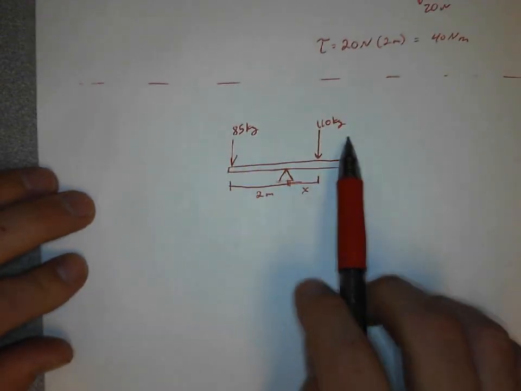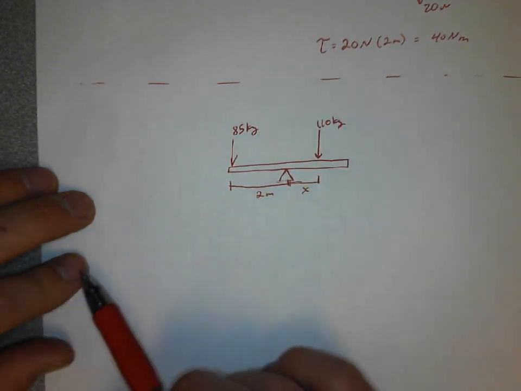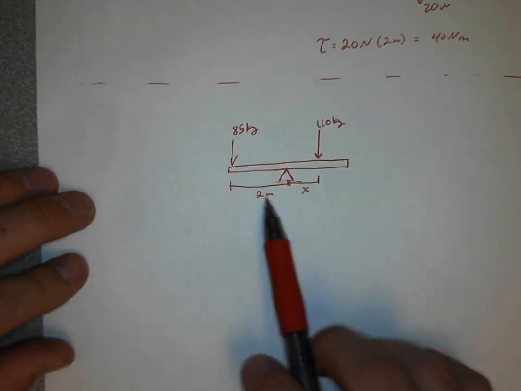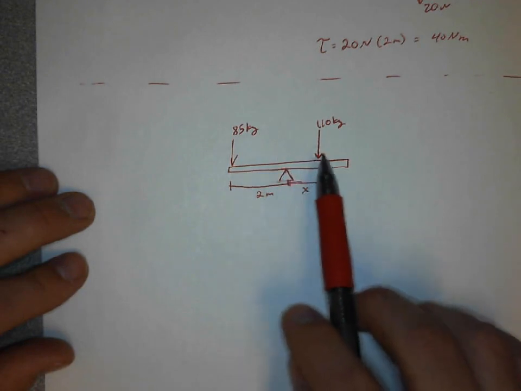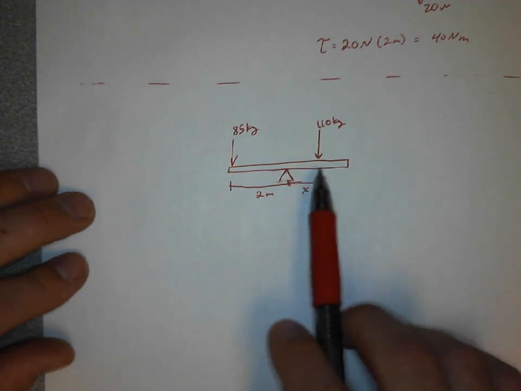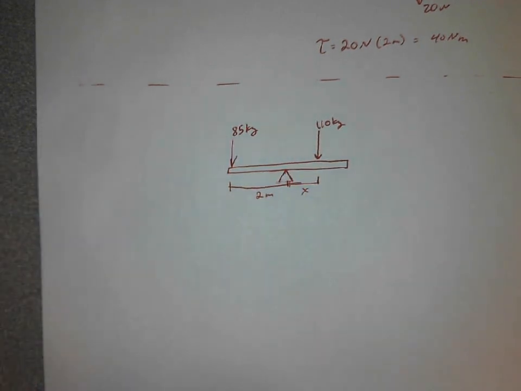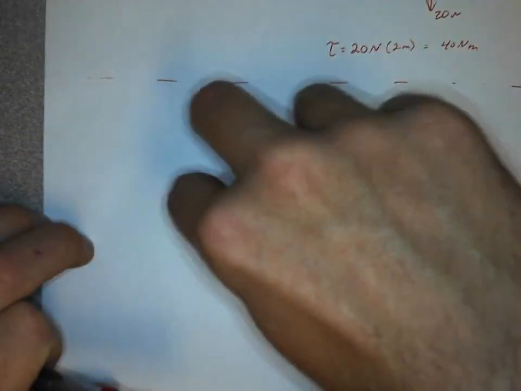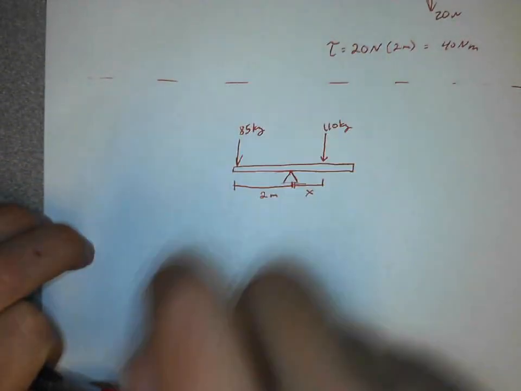Notice, if this 110 doesn't exist, then this teeter-totter would rotate down in a counterclockwise rotation. And if the 85 didn't exist, and the 110, doesn't matter where he's sitting, it's going to rotate in a clockwise rotation. So it's either going to go this way, or it's going to go this way.